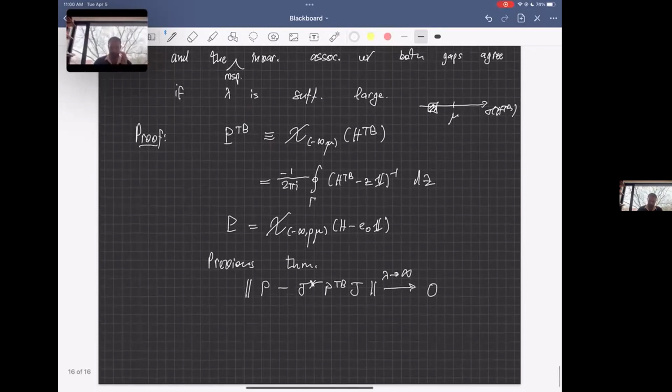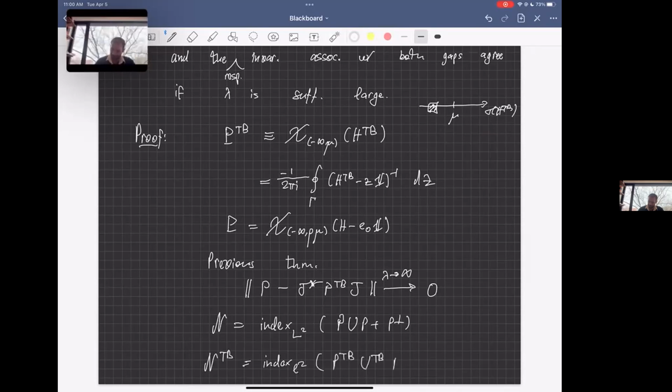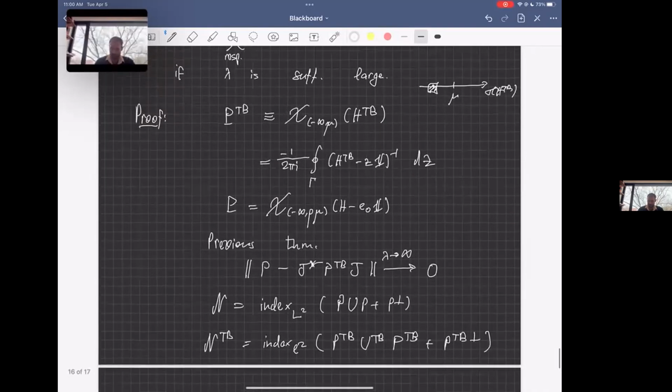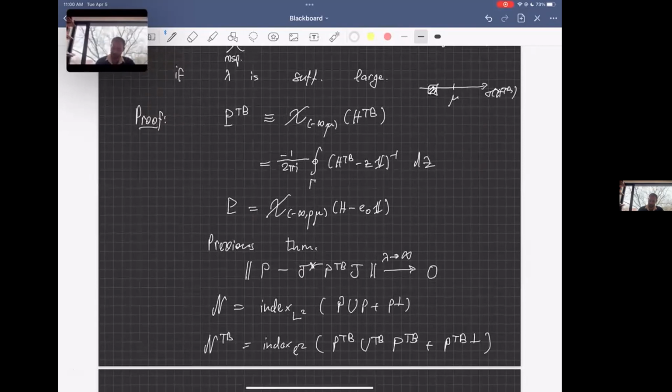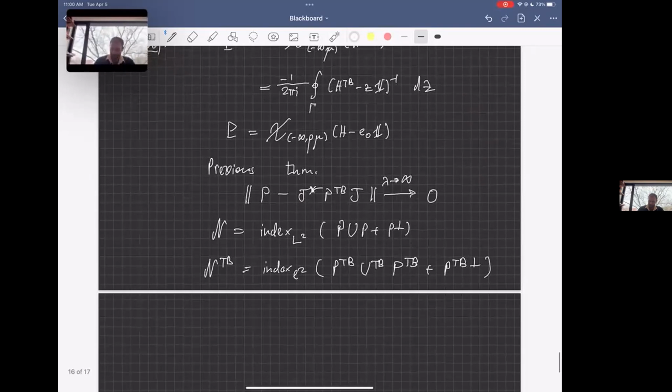So looking at the definitions of both the continuum index in big L2 and the tight binding index in little L2, you can maybe start to imagine why the theorem should be true, because as we saw, the index is stable under norm continuous perturbations. The reason why this theorem is perhaps not entirely trivial is because U tight binding, if I bring this to the continuum, is actually not equal to U. In fact, this guy is not even diagonal.